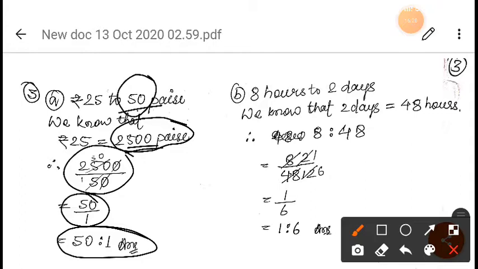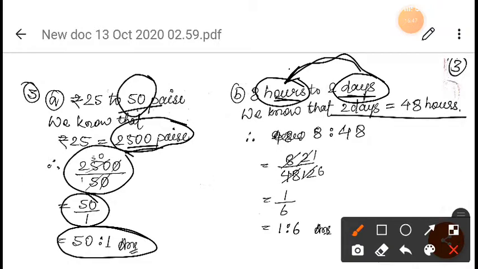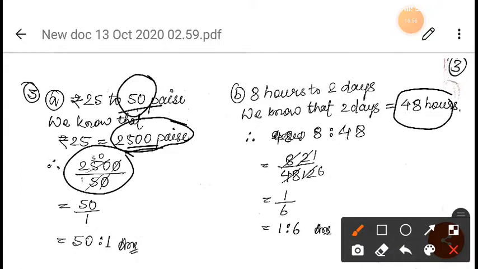Now next is 8 hours and 2 days. Again, the basic criterion is first of all to make the unit the same. Here one is hour, another one is day. So we will convert days into hours, because a day is bigger than an hour. After that only we will do this. So first we make the unit similar, right? For 8 hours and 2 days, 2 days can be written as 48 hours, right? Now we will find the ratio between this 48 hours and this 8 hours.